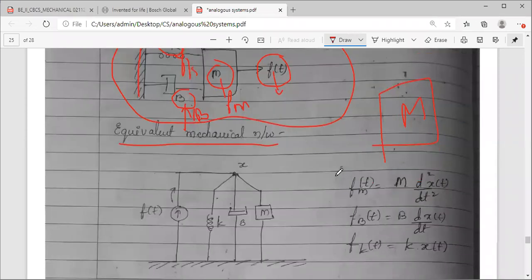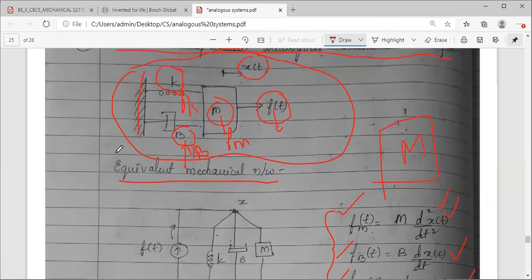And I have written those 3 forces here. Fm is m d²/dt² of x(t). Fb(t) is b d/dt of x(t). These are the basic force equations which we have already covered in the previous concepts, how to write them for each element. Fk is k into x(t). This is your acceleration, this is your velocity, this is your displacement. Okay, fine. Now writing the equivalent mechanical network.